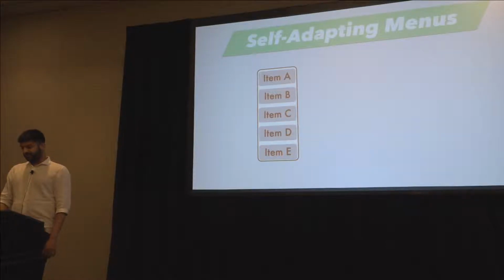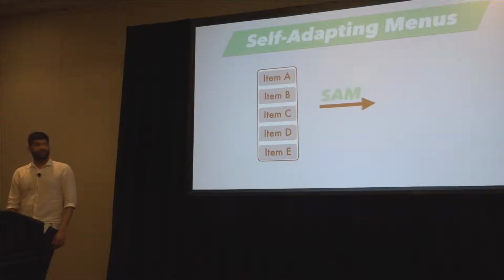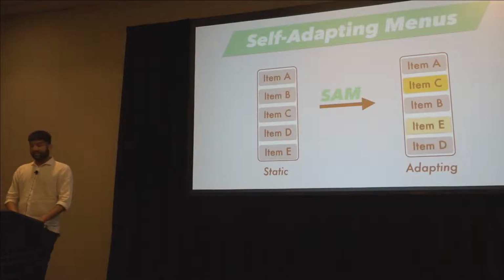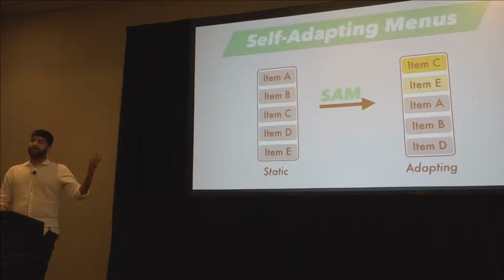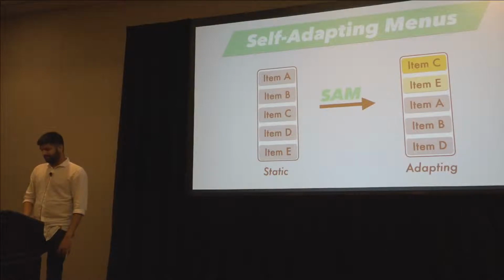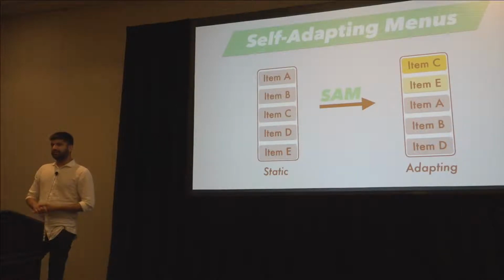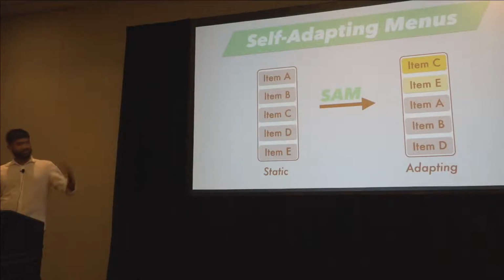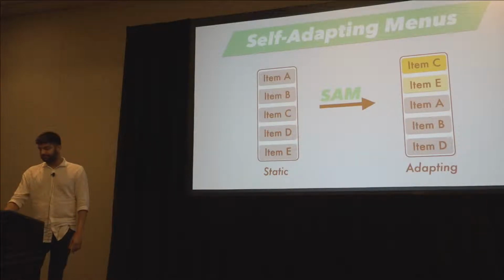First, a quick example on self-adapting menus with SAM. So basically, on the left side, you have a static menu, and on the right side, you have a fully adaptive menu where you have different adaptations such as the moving of elements, highlighting of elements, gradual highlighting. These were discussed also earlier today on the design space of adaptive interfaces. And these are different things that can be achieved with SAM.